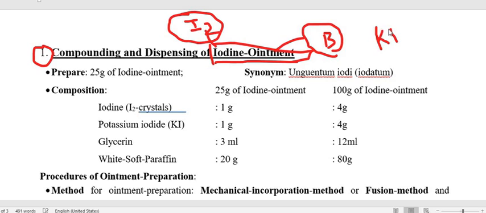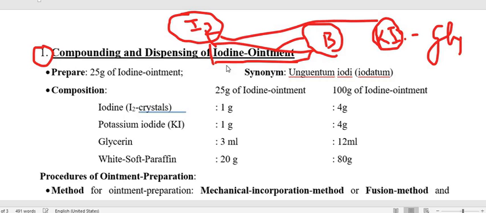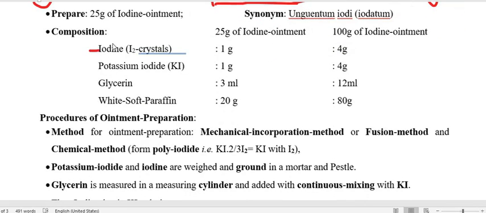Potassium iodide forms the polyiodide of iodine, which helps in the mixing or formation of the iodine ointment. The fourth component is glycerin, which helps in the chemical reaction between the iodine and potassium iodide. So there are four ingredients of the iodine ointment: iodine, potassium iodide, glycerin, and the base, which is white soft paraffin. For 100 gram, the iodine is 4%, that is 4 gram.